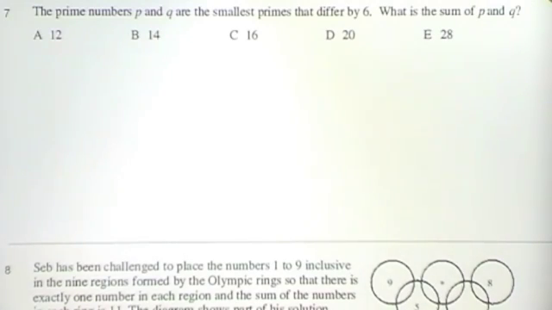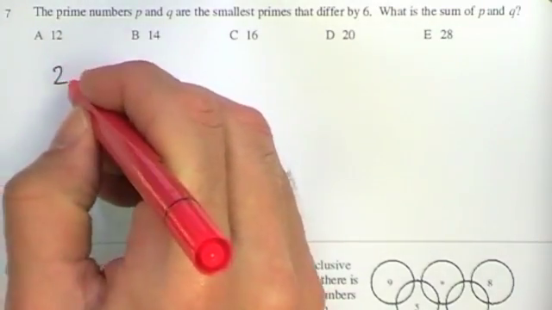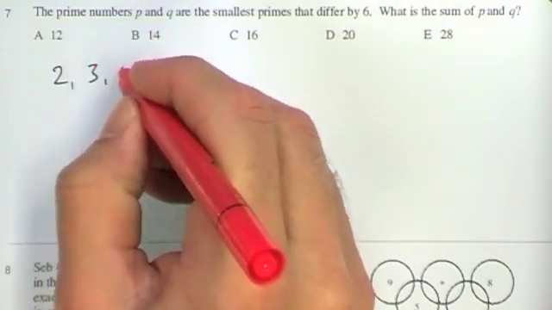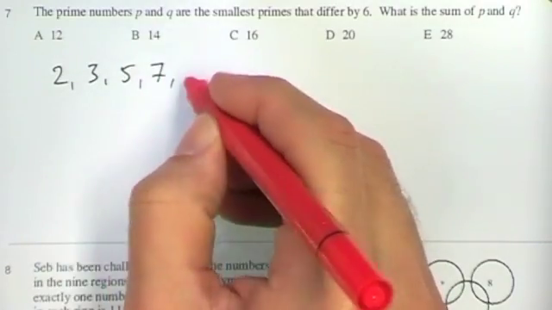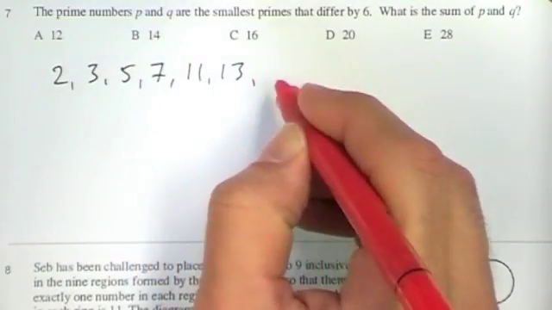Right, question 7. The prime numbers P and Q are the smallest primes that differ by 6. What is the sum of P and Q? This should be a straightforward one. I'm just going to write out my primes. 2, 3, 5, 7, not 9, 11, 13, not 15.